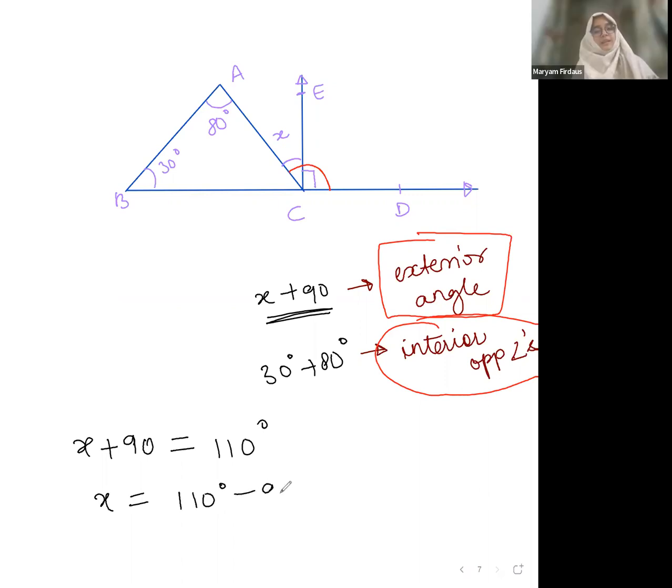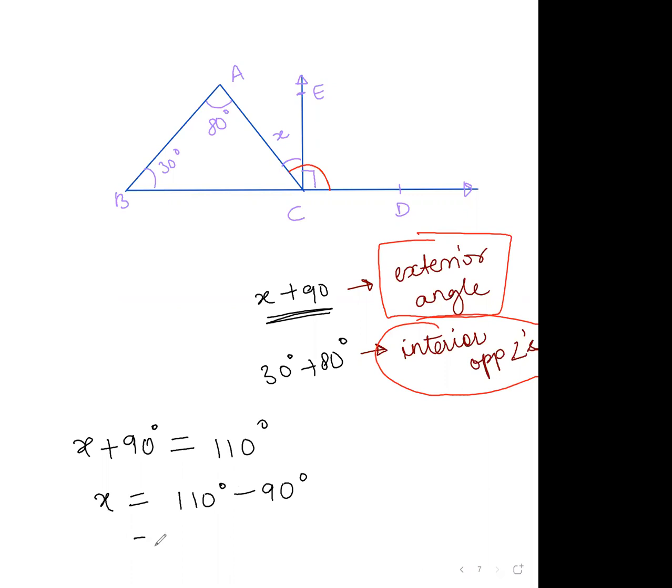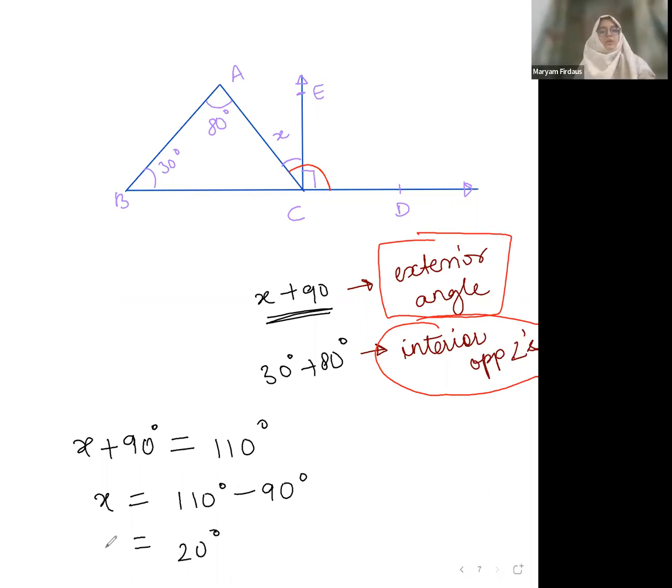110 minus 90. What is 110 minus 90? 20. So x is equal to 20.